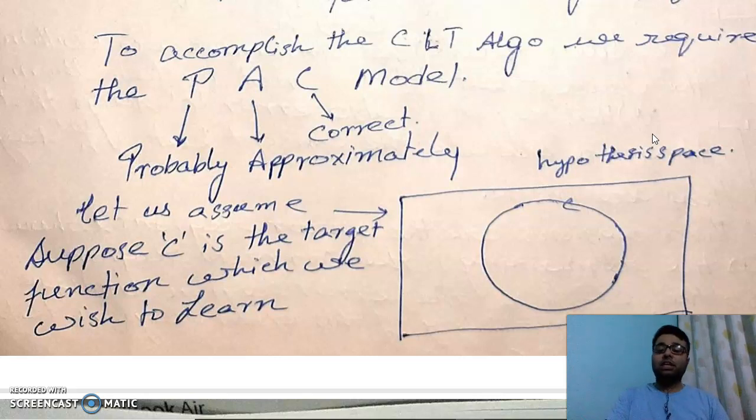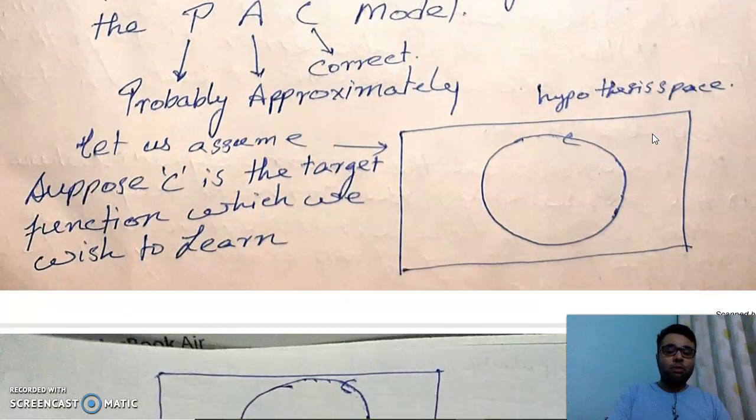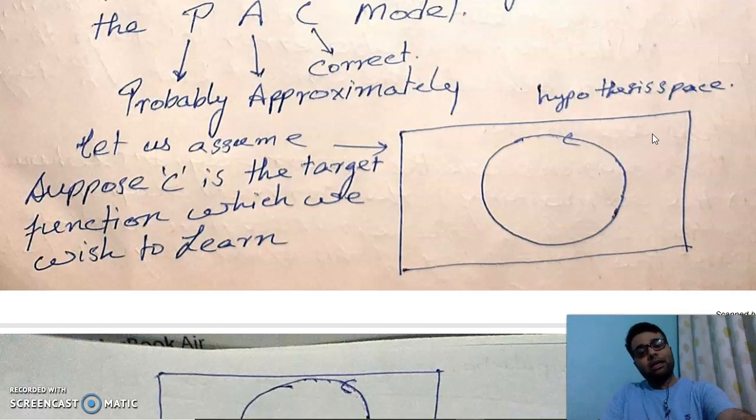To accomplish the computational learning theory algorithm, we require a very specific model which is known as the probably approximately correct model, where P stands for probably, A stands for approximately, and C stands for correct. So if we want to learn anything, then first we need to take probably into consideration, then the second part approximately, and the third part correct. While combining all these three aspects together, we can come up with computational learning theory, or we can make any model learnable.